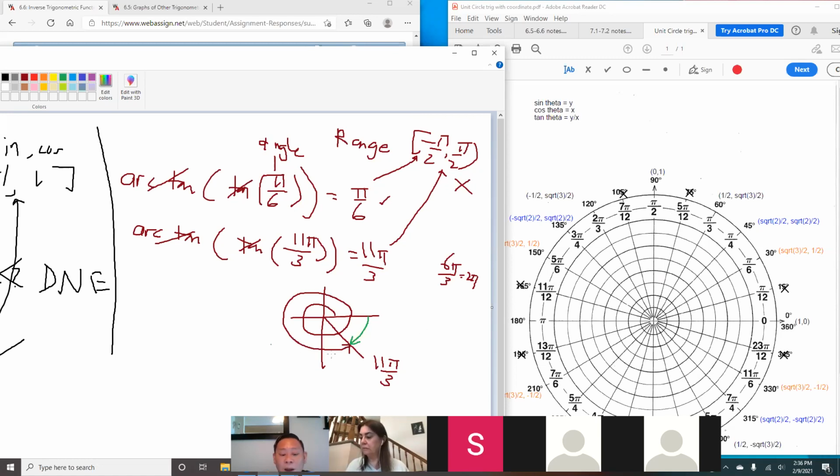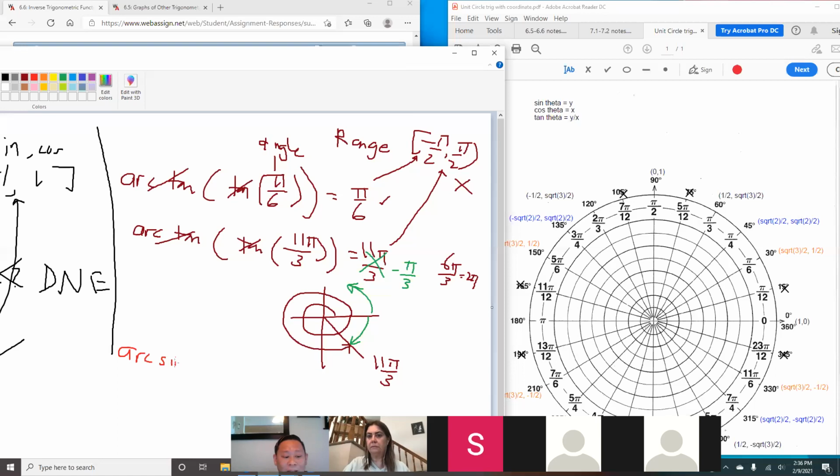If this is 11 pi over 3, pi over 3? Pi over 3 is positive, but this is going this way, so it should be negative. So this will become negative pi over 3. Is negative pi over 3 inside this range? Yes. So this is how you figure it out for this case. It's difficult, it's not easy. Let's do the sine one.